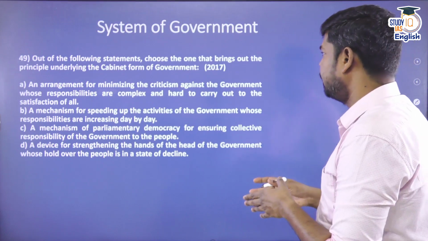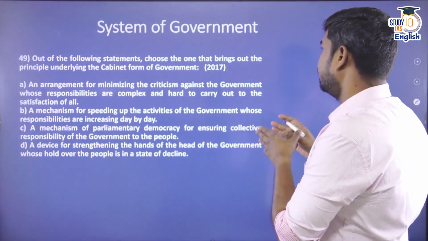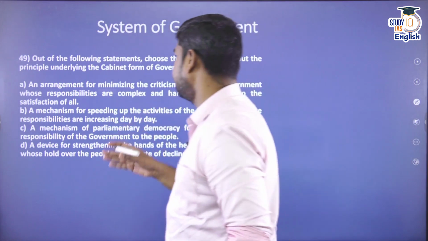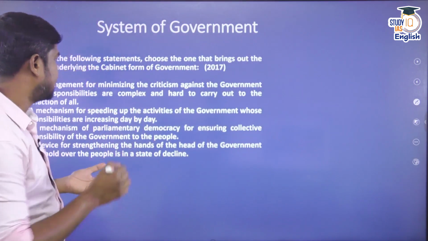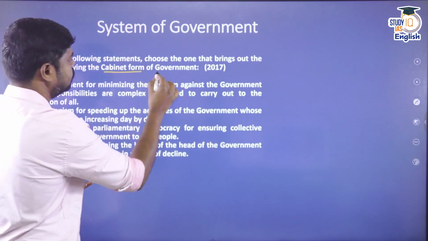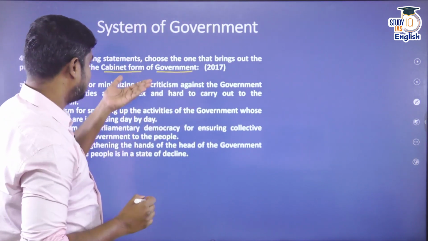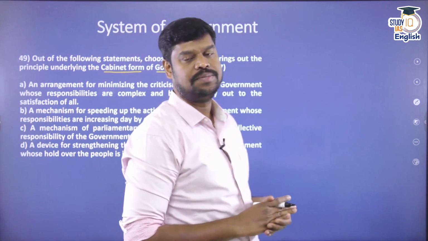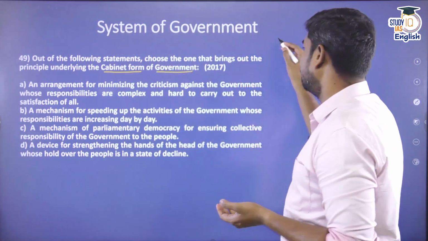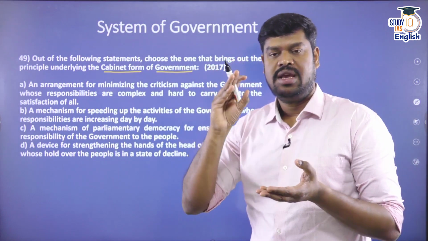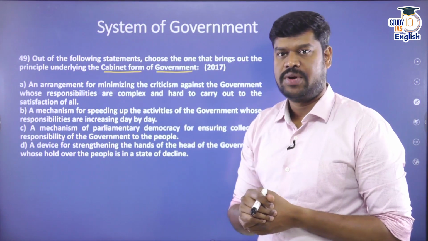Out of the following statements, choose one that brings out the principle underlying the cabinet form of government. So what is this cabinet form of government? For which you'll have to understand as to basically what is this cabinet. And to understand this particular cabinet, you will have to understand the way that the government functions in our country.